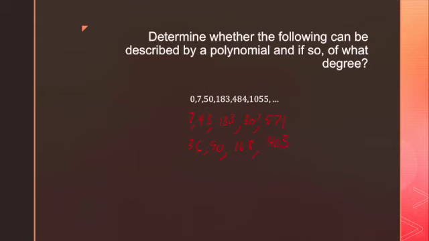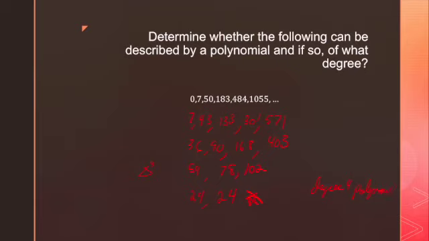Okay, we've got to keep going. Next, I'm going to get 54, 78, 102. So now I'm on my third difference, right? This will be delta 3. Let's try one more time. I get 78 minus 54 is 24. 102 minus 78 is 24. So here, this would be a degree 4 polynomial.